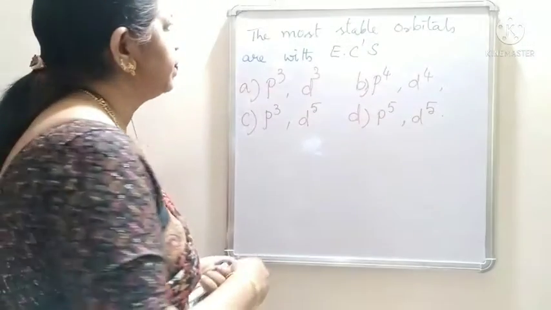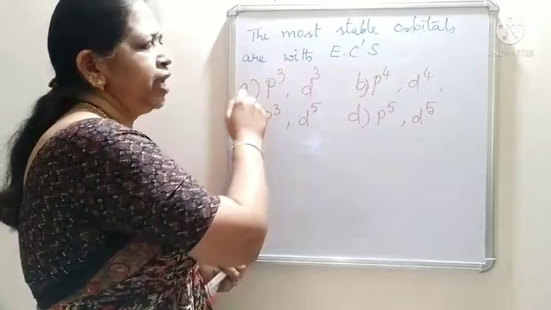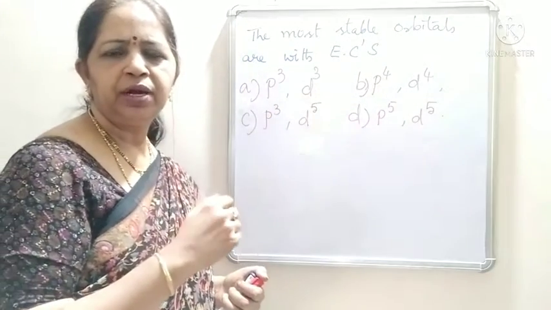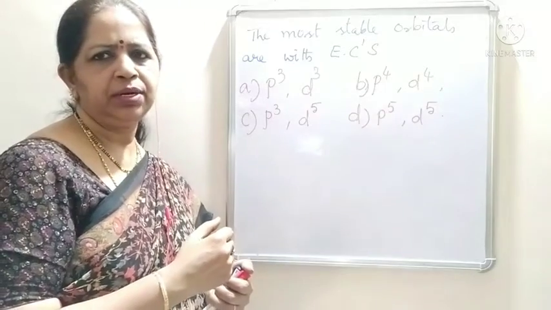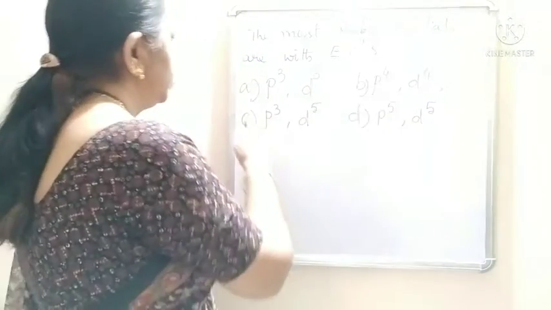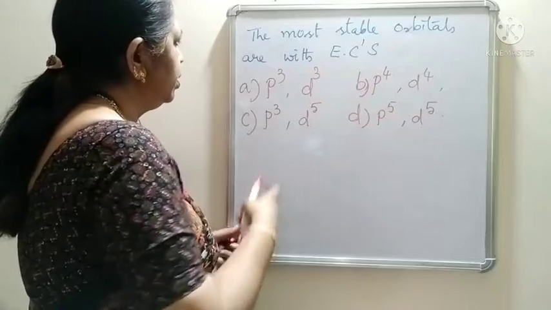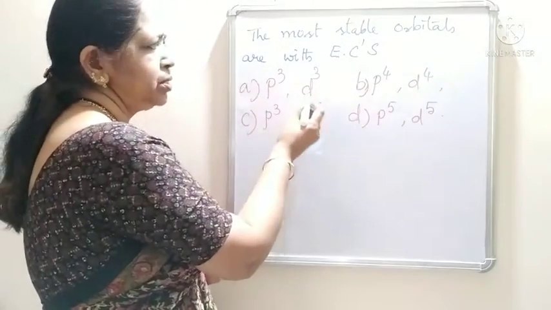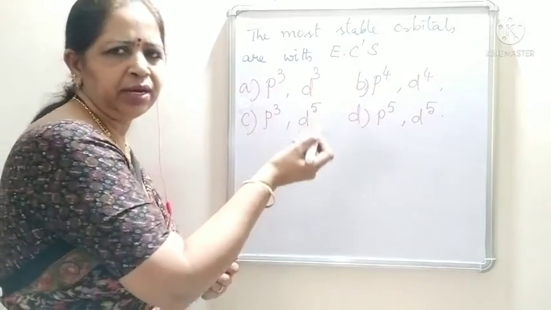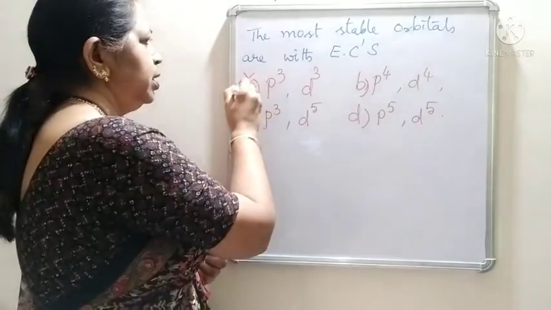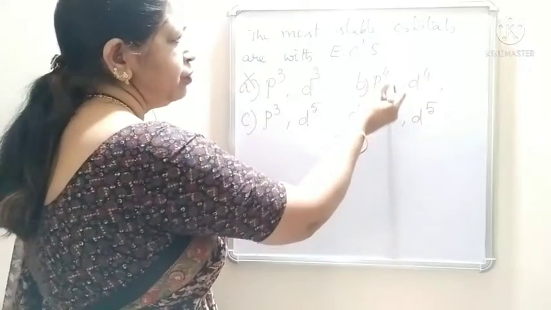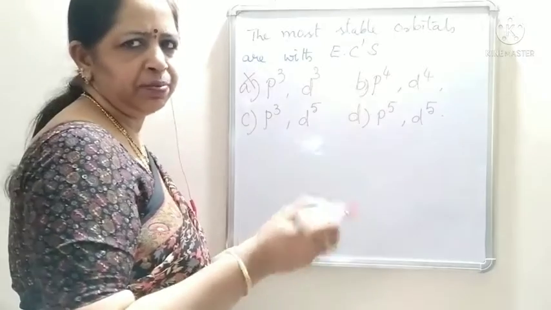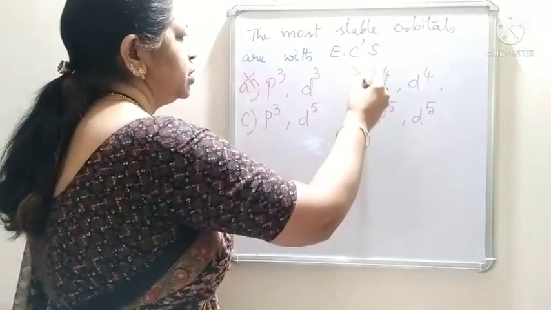Next question is the orbitals with stable electronic configuration. We know that half filled and completely filled orbitals are more stable. Now among these, in the A option, p3 and d3, p is having half filled but d is not having either 5 or 10 electrons, so this is not correct. And in B, p4, d4, both the orbitals are not having either half filled or completely filled. So this is also not correct.